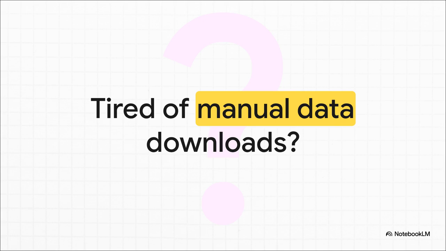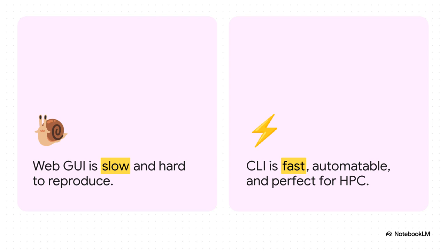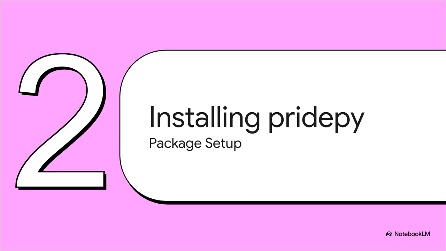Manual downloads aren't just tedious anymore. They're a huge bottleneck for modern biology. And look, relying on web GUI downloads is notoriously slow and, frankly, super hard to reproduce. That's exactly why shifting to a command line interface, or CLI, like pridepy, is the ultimate solution. It is lightning fast, highly automatable, and absolutely perfect for high-performance computing, or HPC, and cloud environments. In a world where automated bioinformatics pipelines are basically essential, a CLI tool makes sure your data retrieval is scalable and perfectly reproducible.